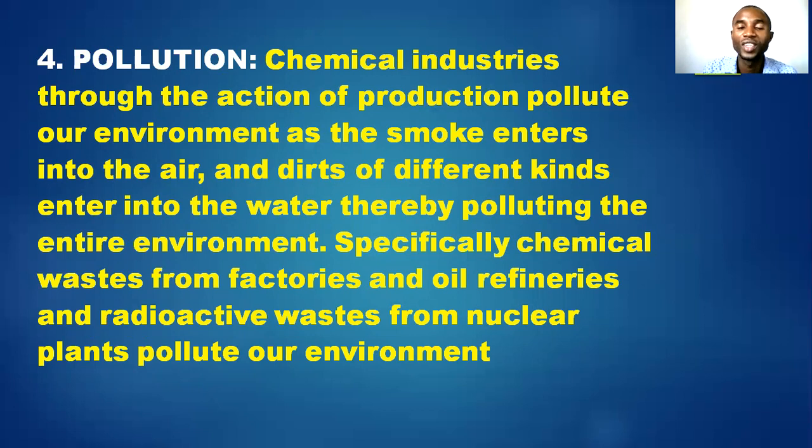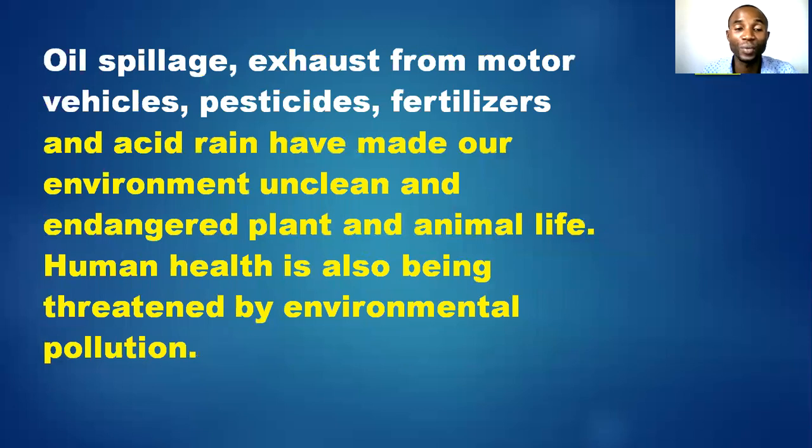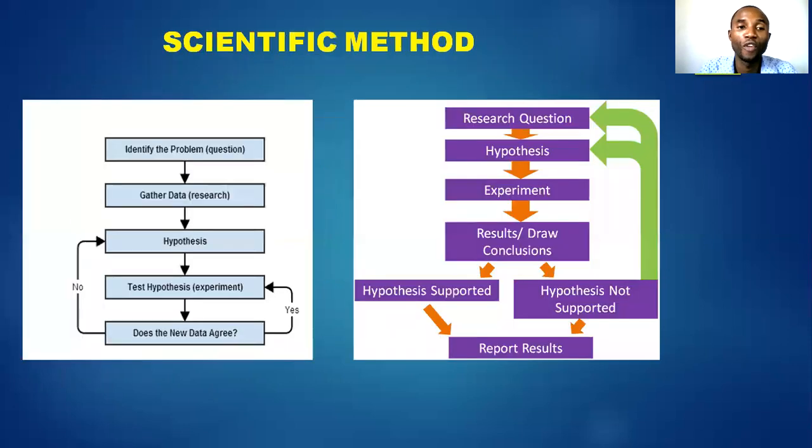Of course, anything that has advantages should also have some disadvantages. So chemistry is very, very good, but it has some level of disadvantage. Things like oil spillage, exhaust from motor vehicles, pesticides, fertilizers, and acid rain have made our environment unclean and endanger plant and animal life. Human health is also being threatened by environmental pollution. So all these things are adverse effects of chemistry. All right, that is the end of that aspect of it.